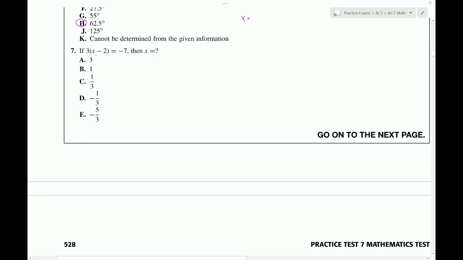Right? So here you have two options. One option is to distribute this 3. So 3x minus 6 is -7. Add 6, you get 3x is -1. Divide by 3, you get x is -1/3.